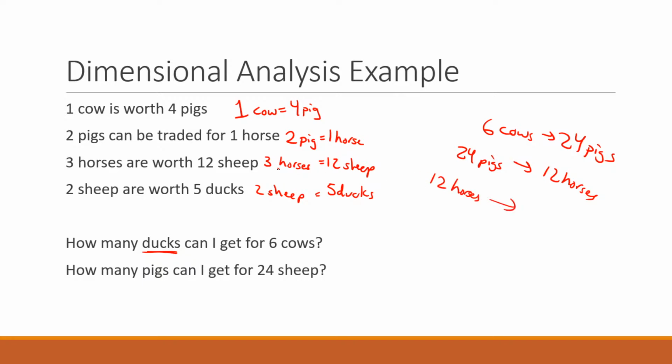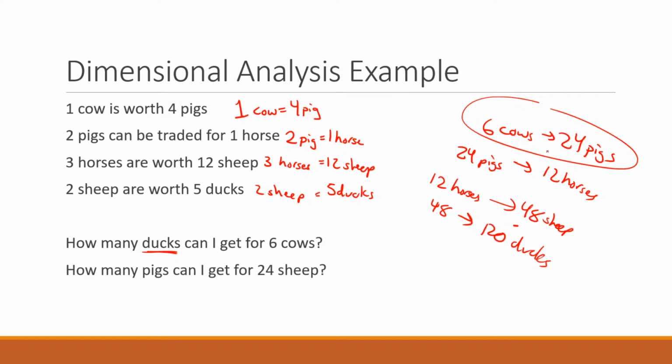3 horses equals 12 sheep, so 12 horses, and then I need to stop and figure out how to solve this. Is 48 sheep. 2 sheep equal 5 ducks, and so that means 48 sheep would be 120 ducks. But each time you stop to do one of these problems out, you give yourself an opportunity to make a mistake. And if you come to the end, let's say you messed up here and you said 12 horses isn't 48 sheep, you said 12 horses is 36 sheep. And then you went to convert that at the end, and you would get a totally different number.